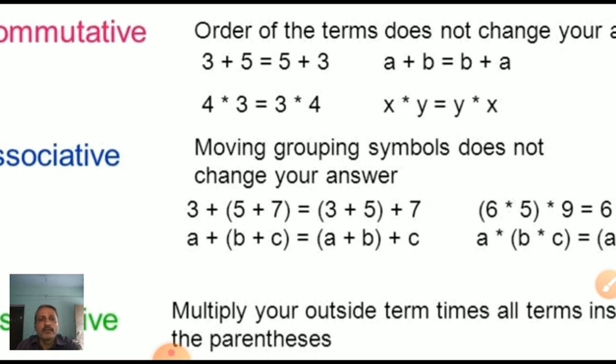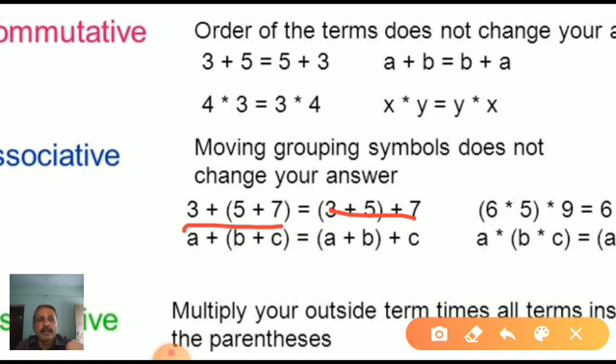Whenever you add numbers, you can add them in any group. Suppose in this group, 3 plus 5 plus 7. So 5 and 7 are in one group. The second time you can take 3 and 5 in one group, plus 7. So the answer remains the same.